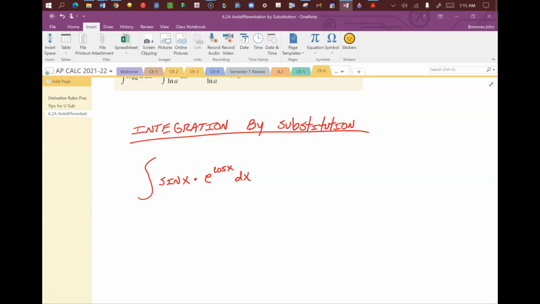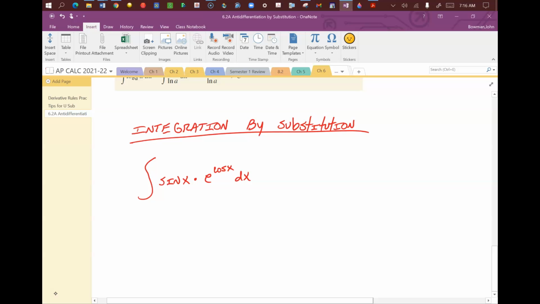Upon first inspection, I have no idea what the antiderivative of that is, but if I look at the individual parts, I know the antiderivative of the sine is negative cosine. I also know that the antiderivative of e to the x is e to the x. Now where it gets a little bit complicated is what's the antiderivative of e to the cosine of x. So let's separate this by doing some substitution and making things easier.